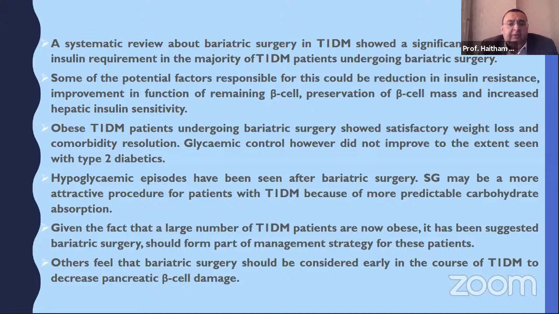These obese type 1 diabetic patients show satisfactory weight loss and also improvement of other comorbidities such as hypertension and hyperlipidemia, but not to the same extent seen in type 2 diabetics. These studies have shown that a larger population of type 1 diabetics who are obese can be scheduled for bariatric surgery to have their benefits.